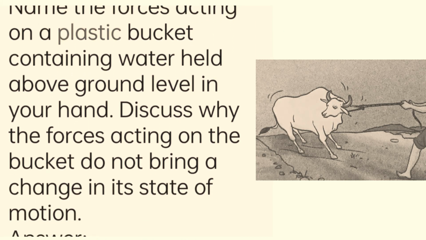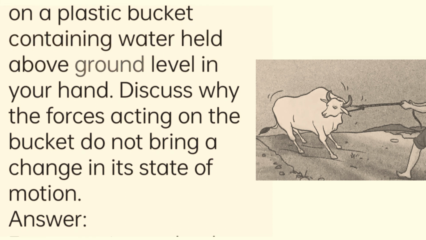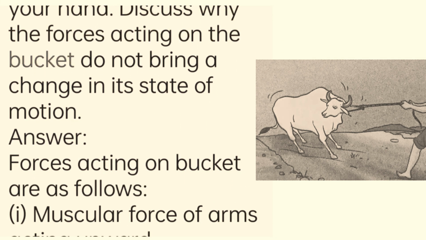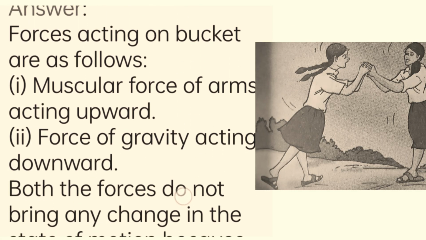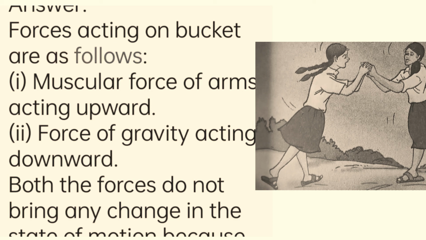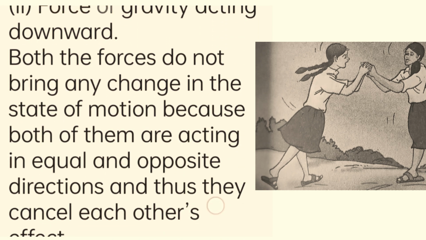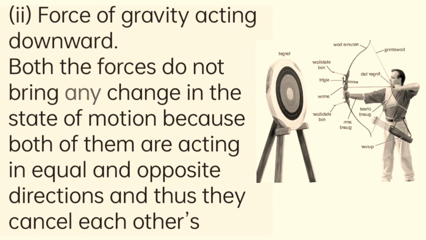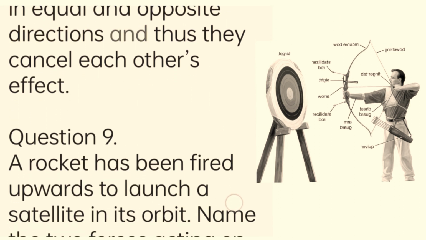Question 8. Name the forces acting on a plastic bucket containing water held above ground level in your hand. Discuss why the forces acting on the bucket do not bring a change in its state of motion. Answer. Forces acting on the bucket are as follows. 1. Muscular force of the arm acting upward. 2. Force of gravity acting downward. Both forces do not bring any change in the state of motion because they act in equal and opposite directions, and thus cancel each other's effect.